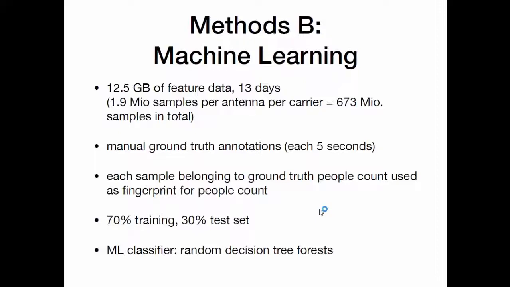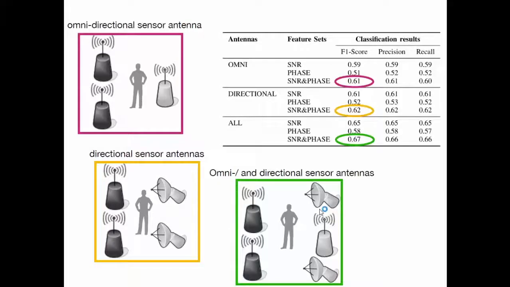So we used 70% for training and 30% for testing. As a machine learning classifier, we used a random decision tree forest, which quickly generates the classifier model. We also tried other machine learning methods, like neural nets and support vector machines. They resulted in similar results, but they were much slower. So, most interestingly, I will show the results.